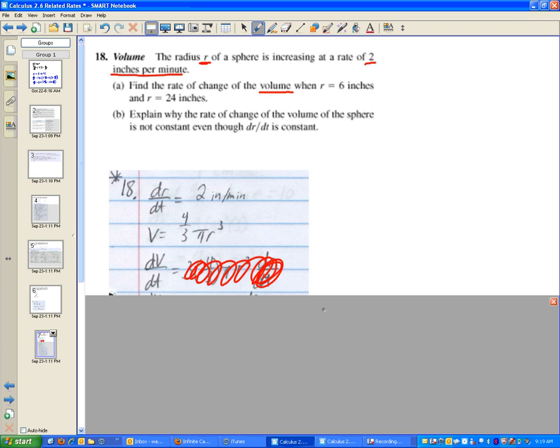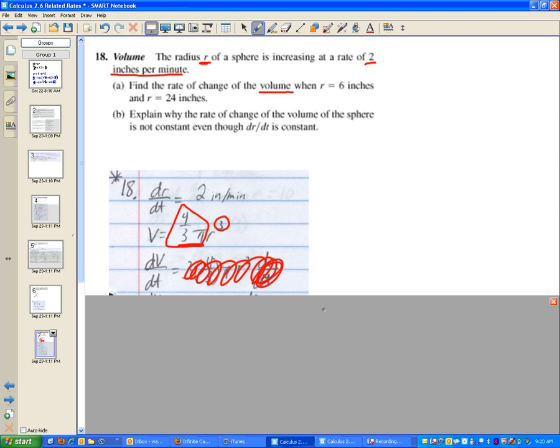Equals. And then on the other side, I need to take the derivative. Now, 4/3 pi is a constant. Okay? So, when I take the derivative of this, I can use the constant multiple rule, or I can use the general power rule, or I can use the combination rule. It's all the same thing. What it all means is I need to multiply that exponent times that coefficient to get me started, don't I?